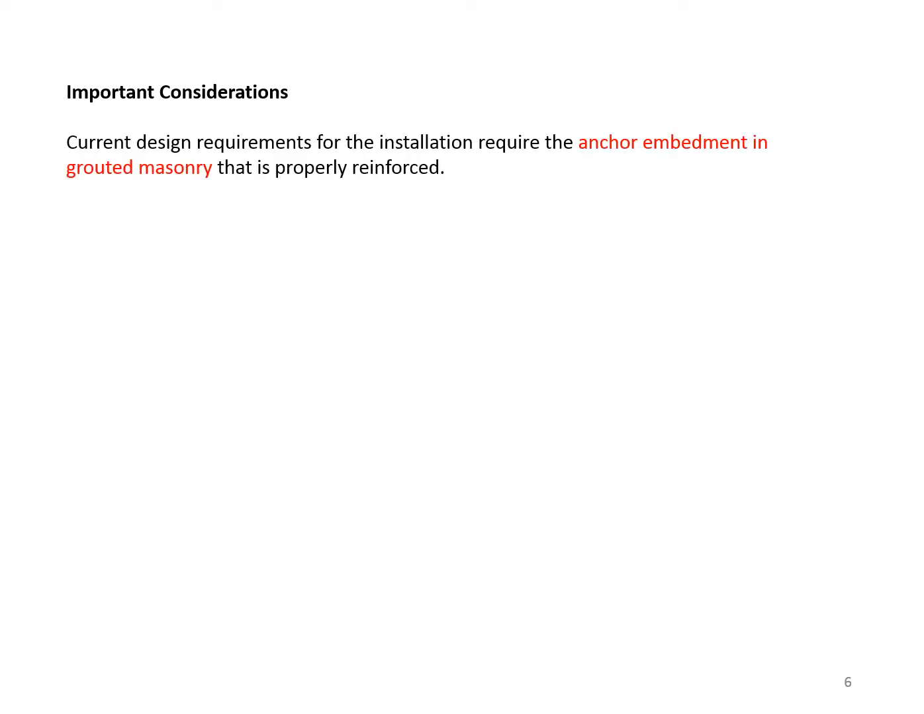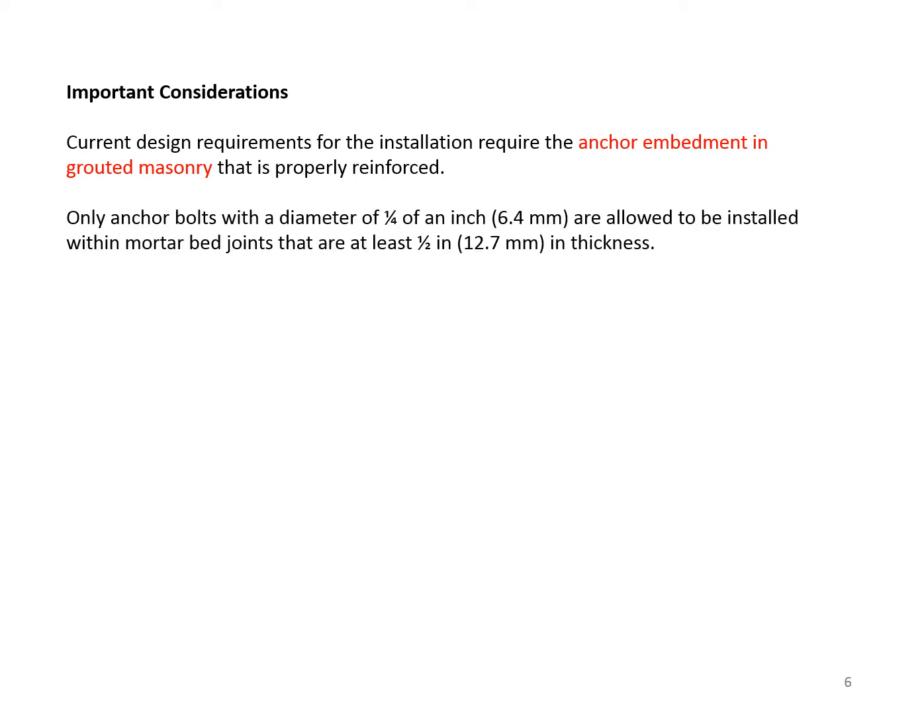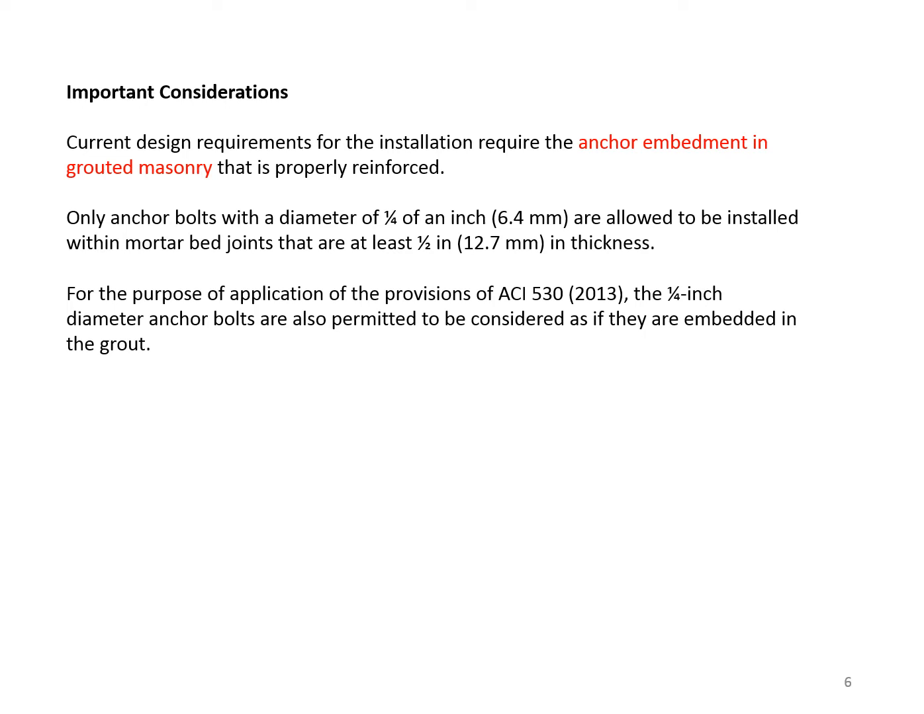Important considerations. Current design requirements for the installation require the anchor embedment in grouted masonry that is properly reinforced. Only anchor bolts with a diameter of 1/4 of an inch are allowed to be installed within mortar bed joints that are at least 1/2 an inch in thickness. For the purpose of application of the provisions of ACI 530, the 1/4 of an inch diameter anchor bolts are also permitted to be considered as if they are embedded in the grout.